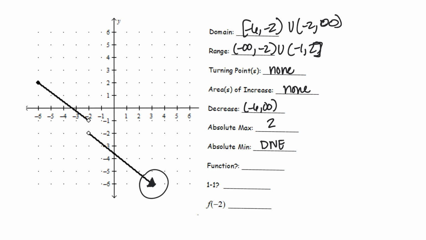Is this a function? So does it pass the vertical line test? Yes, it does. Does it pass the horizontal line test? Yes, it does. And what about the value of f of 2? We have 2 points at -2. However, neither one of those are filled in, so the graph is not defined at -2.